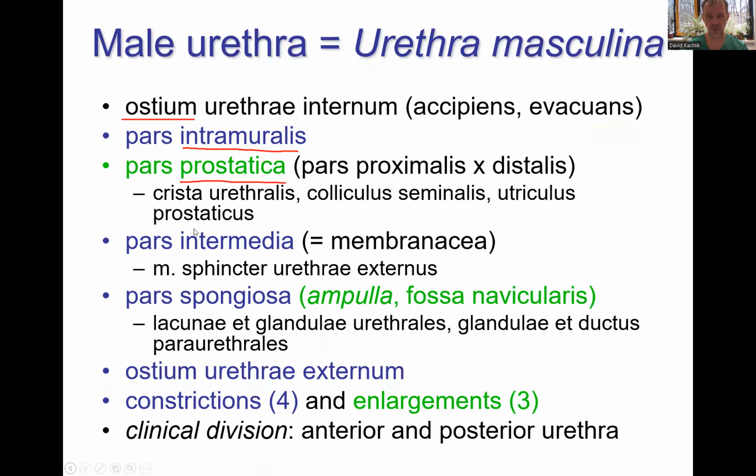Then we can move further, and we enter the pelvic floor and urogenital floor. So we call this intermediate part or a membranous part. In this area, the smooth muscle layer is replaced by skeletal muscle layer by external urethral sphincter. And then we enter the spongy body of penis. So we have the spongy part, pars spongiosa, and it starts with ampulla and terminates with navicular fossa.